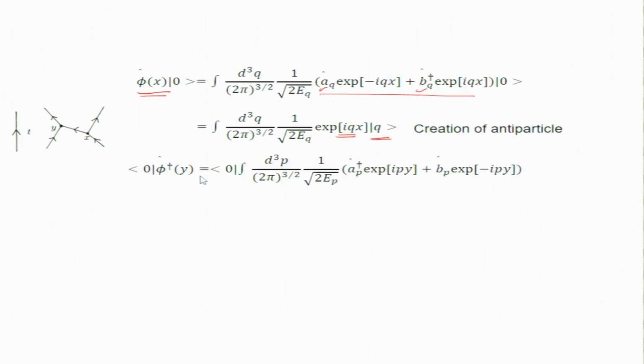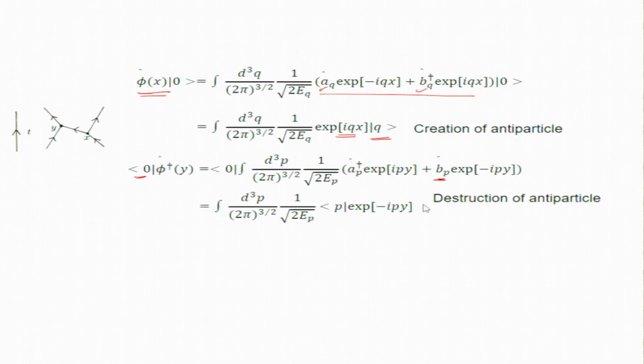Now, I apply phi dagger y acting on bra 0. So, which one will be non-zero? So, this one will be non-zero, right, E_P. So, this antiparticle with wave number p is a destruction of antiparticle.